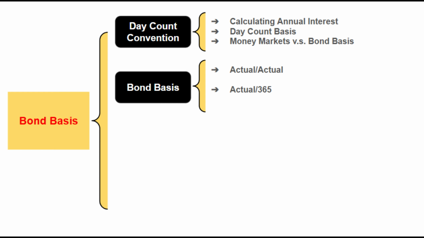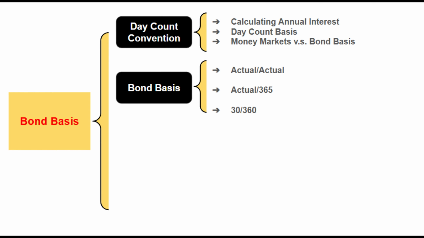The second is actual over 365. Actual over 365 basis uses a day count fraction equal to the actual number of days in an investment period divided by 365. So that is the usual number of days in a year. This method is used by some supranational and corporate bonds.